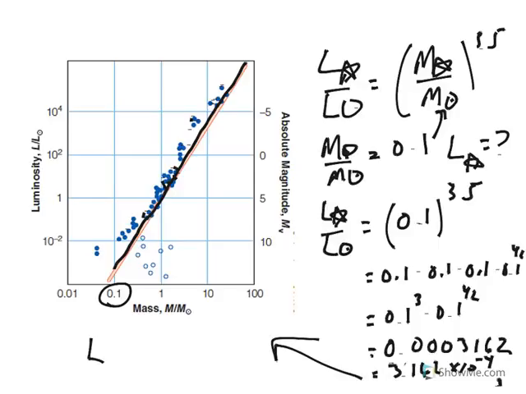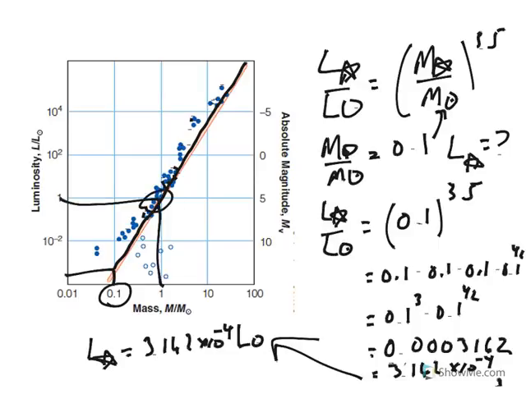So therefore, the luminosity of the star is 3.162 times 10 to the -4 the luminosity of the sun. And this star is very dim compared to the luminosity of the sun, which is located there.